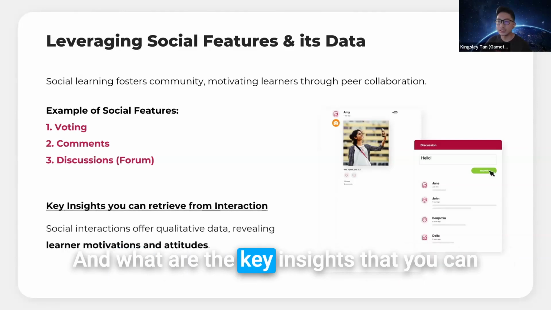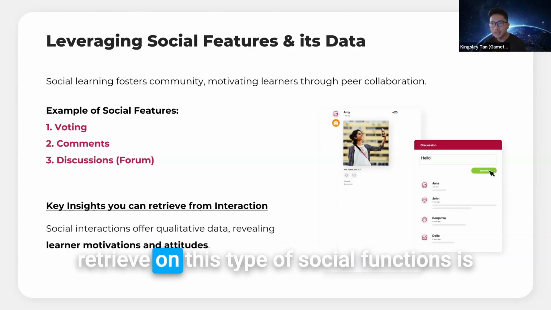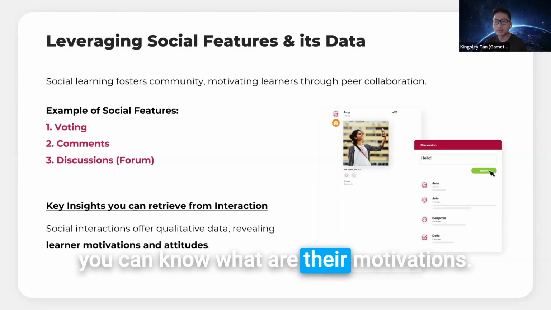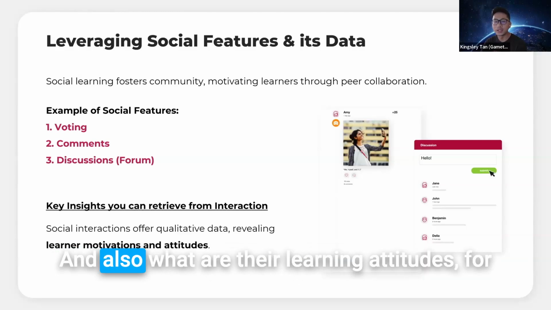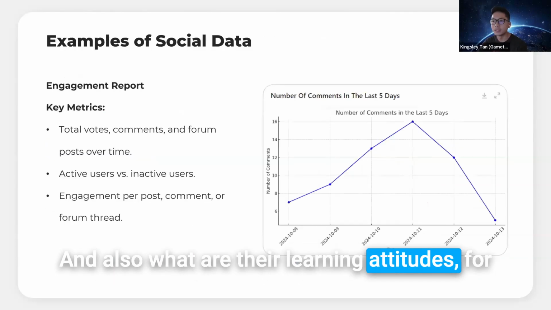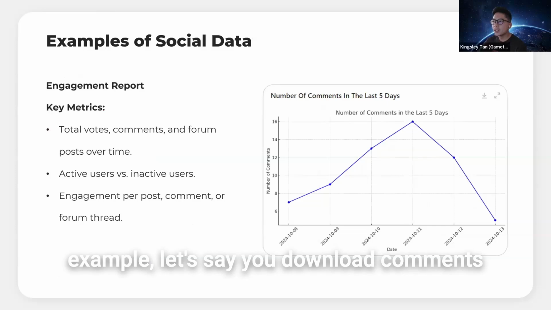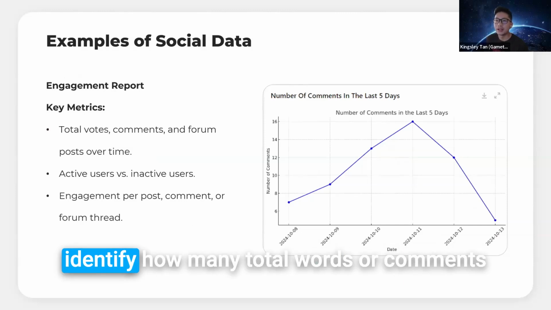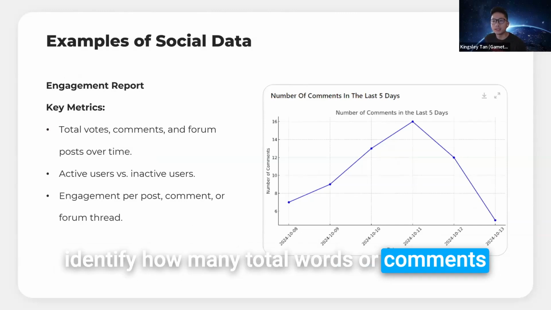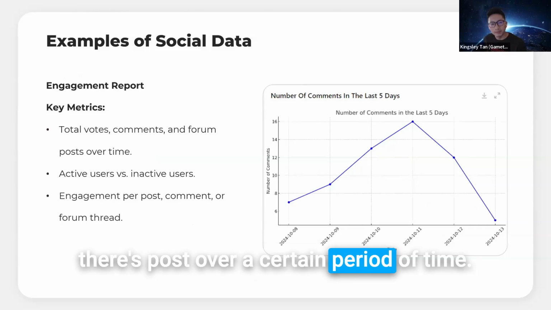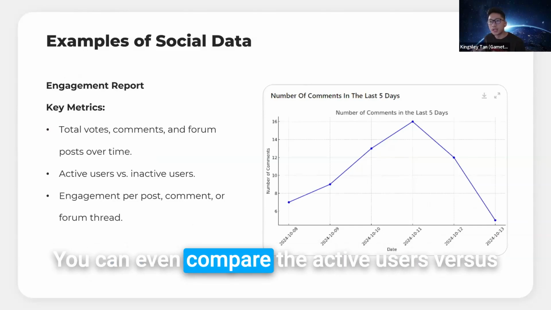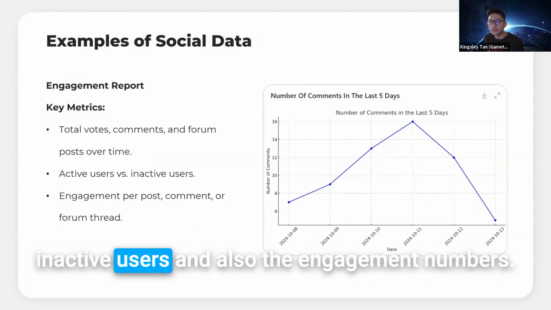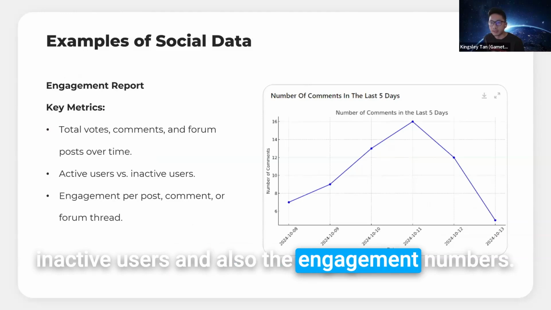And the key insight you can retrieve from these social functions is what their motivations are and also what their learning attitudes are. For example, let's say you download comments and more data from our platforms. You can identify how many total words or comments are posted over a certain period of time. You can even compare active users versus inactive users, and also the engagement numbers.